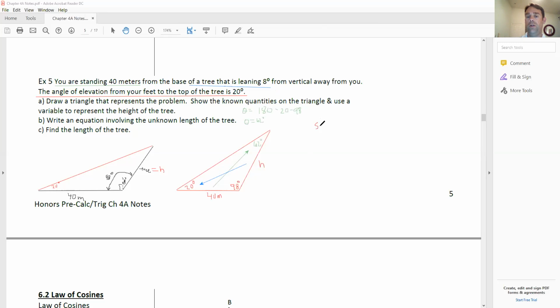So sine of 20 over h equals sine of 62 degrees over 40. And if we cross multiply, 40 times sine of 20 degrees all over sine of 62, we'll find out that h is about 15.4945 meters.